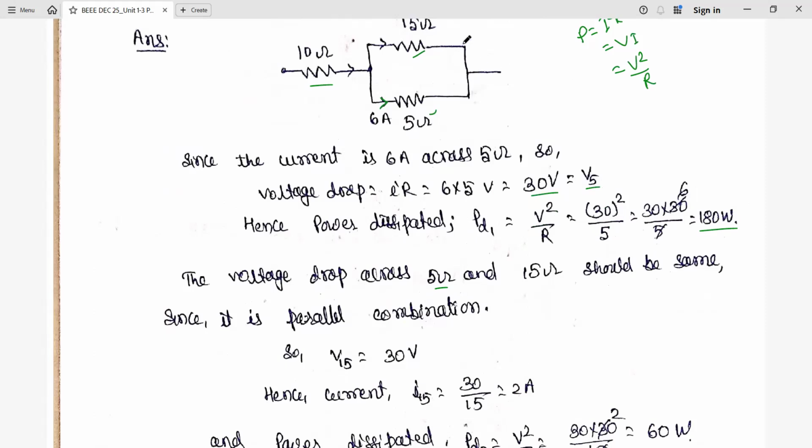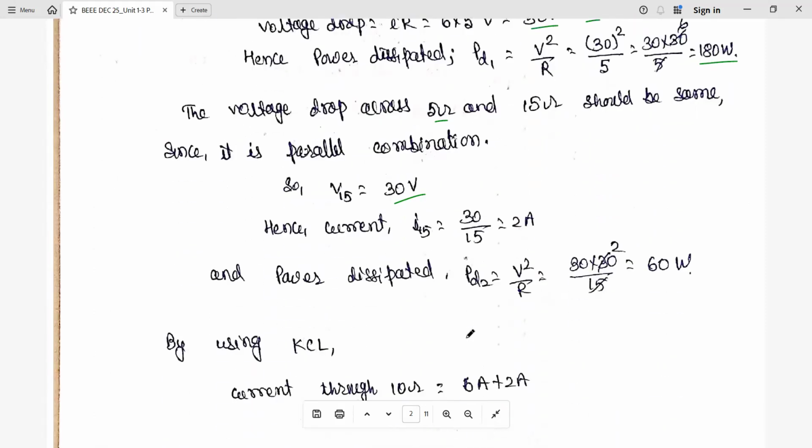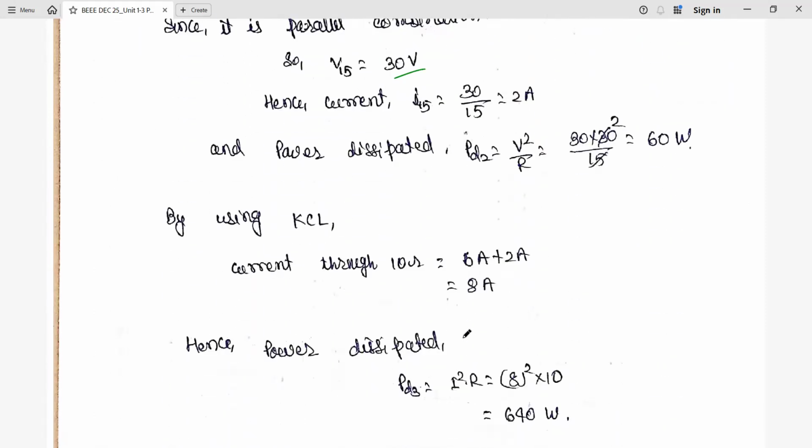Similarly, the voltage drop across the 5 ohm and 15 ohm should be the same, since we know that in parallel the voltage will be equal. So on the basis of that, the voltage drop across the 15 ohm also should be 30 volt. Now the resistance is given and we know the voltage drop, so we can find the current through the 15 ohm resistance. That is V upon R, that is 30 upon 15, that is 2 amperes. So power dissipated, V squared by R, similarly 30 squared upon 15, that is 60 watt.